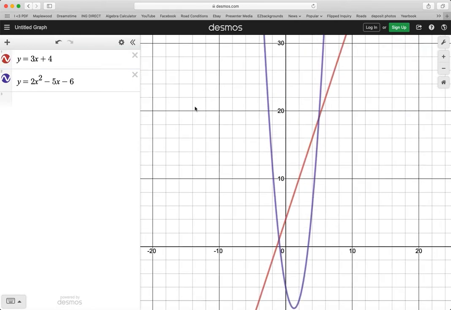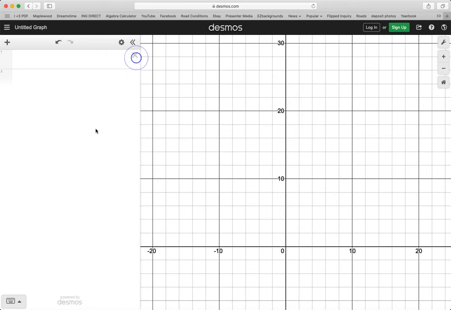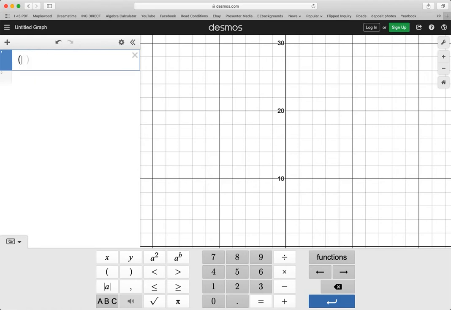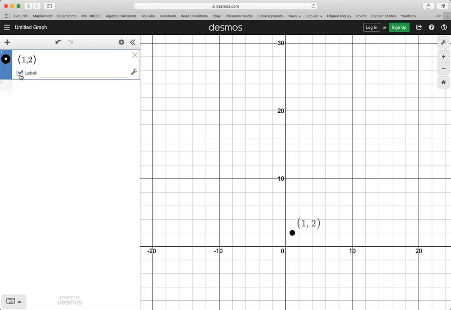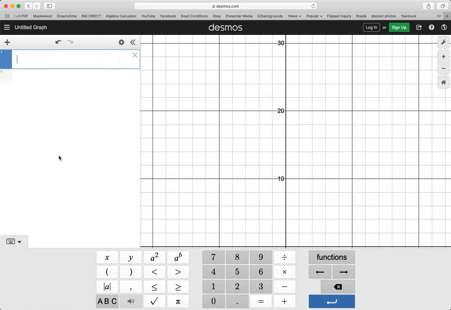Now we're just going to talk about what else this thing will graph. It will graph a table of values or graph a point. I can just put any point in here. Say I want the point 1, 2. I just type in 1, 2, and I can give it a label. Let's call this point 1, 2 Charlie. So you can give it any label you want. Okay, we're going to get rid of that.